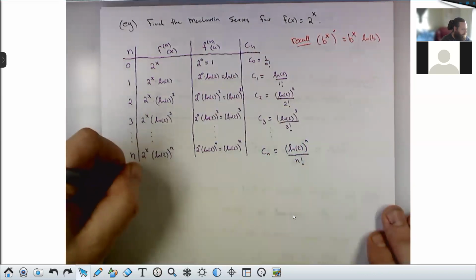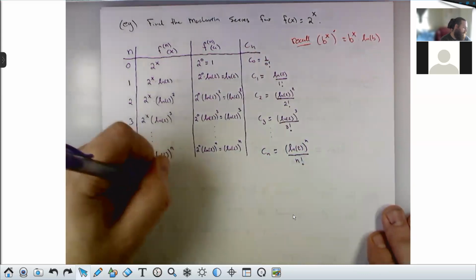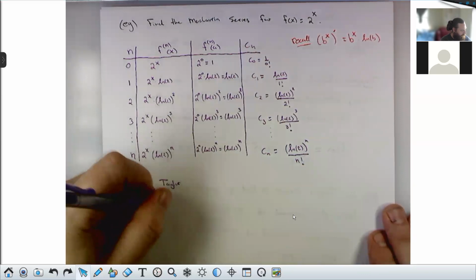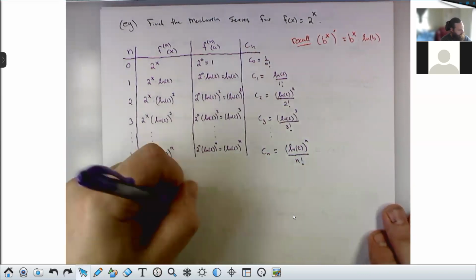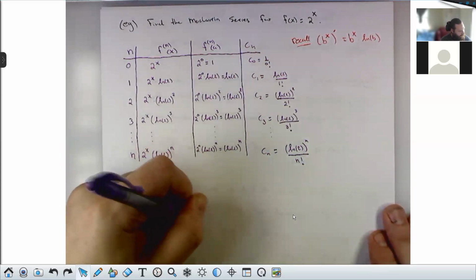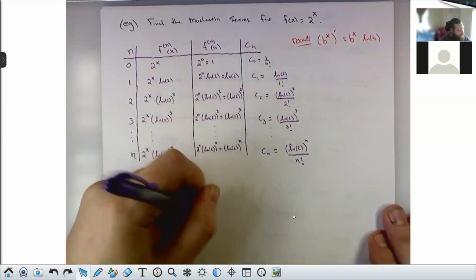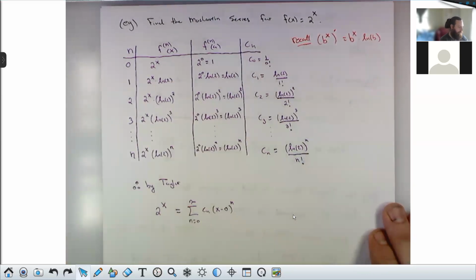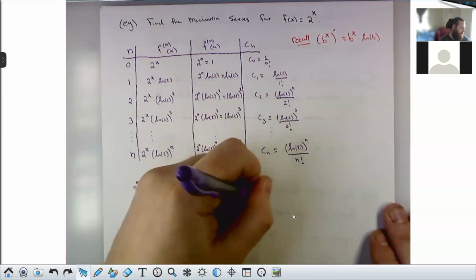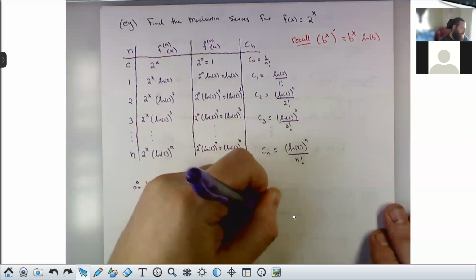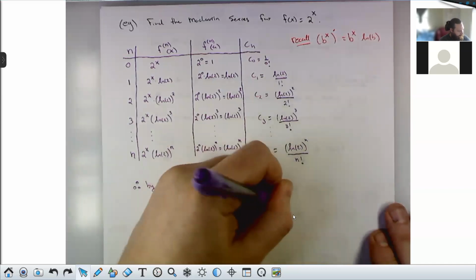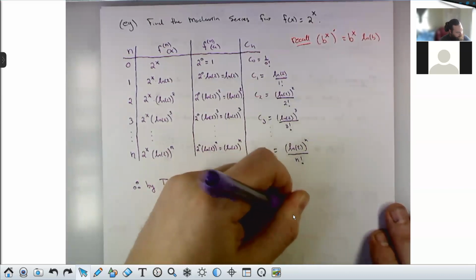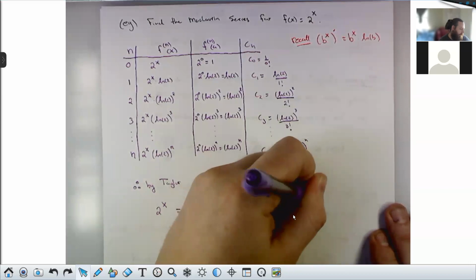So therefore, by Taylor, this function 2 to the x is sigma n from 0 to infinity Cn times x minus a, which is 0, to the n, which is sigma n from 0 to infinity natural log of 2 to the n over n factorial times x to the n.